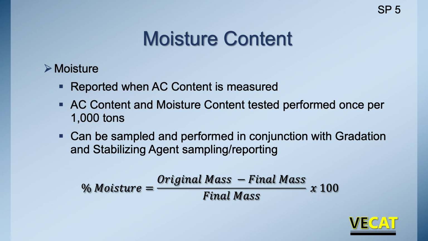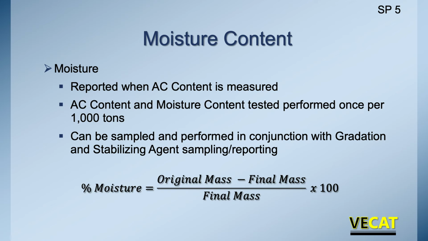So we pull a gradation every 500 tons at the plant, or we pull a gradation at locations in the field for CIR. When we do it at the plant every 1,000 tons, we're checking the AC content, but we're also checking the moisture content to make sure that material's within what the job mix calls for. And here's just the simple formula.